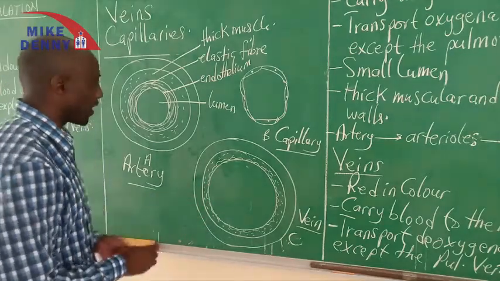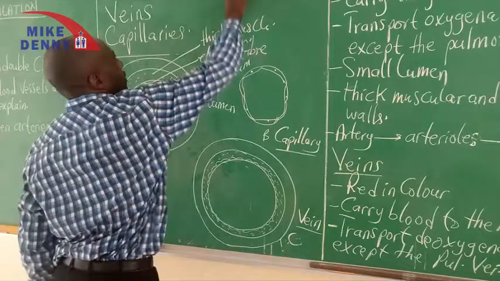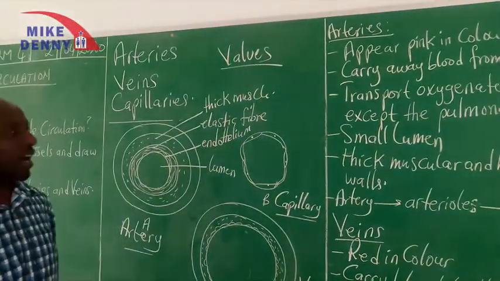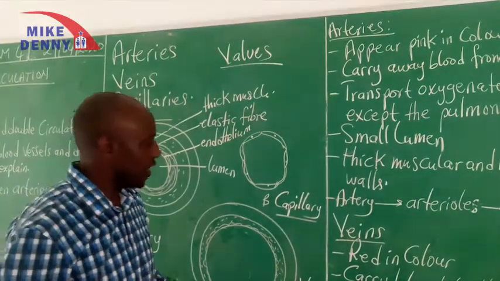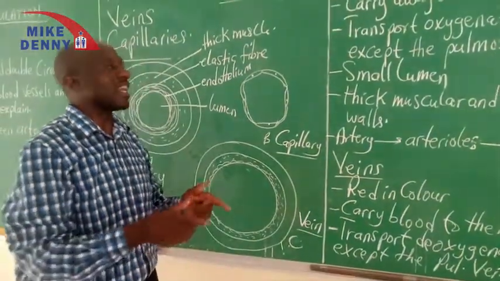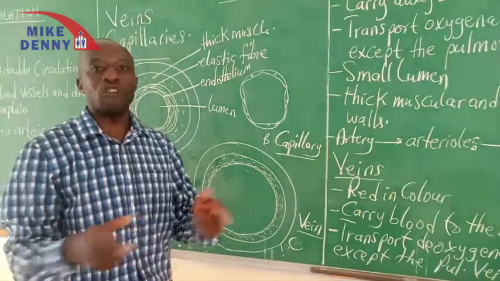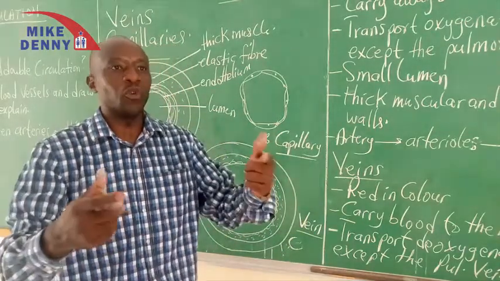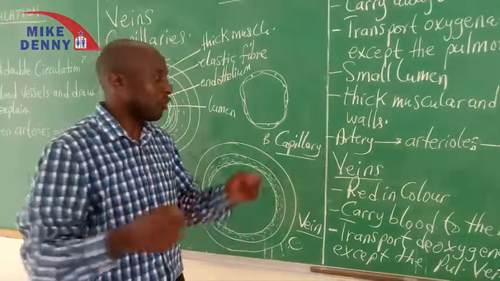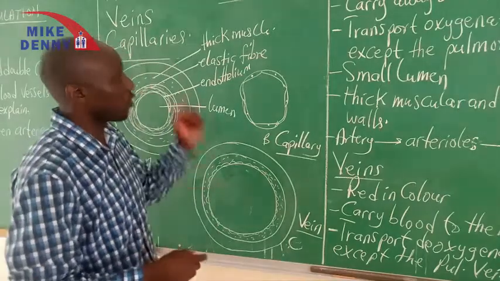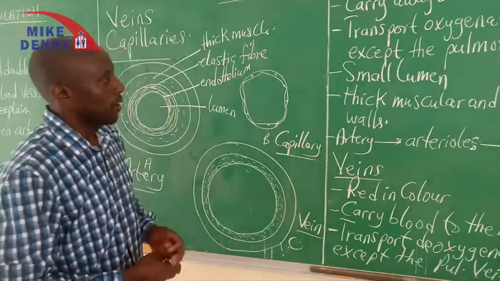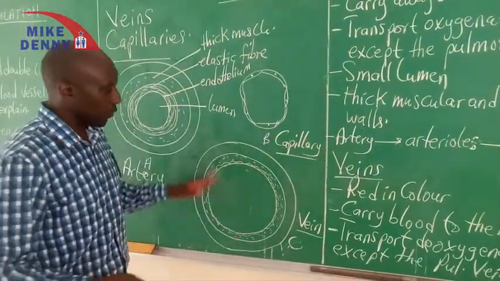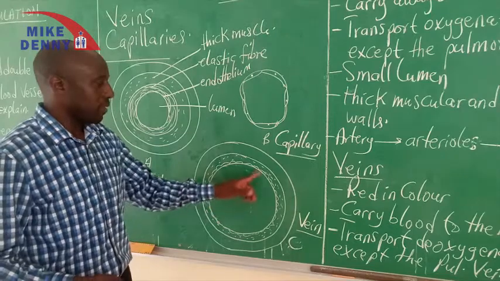It's due to the presence of valves. These valves always maintain a unidirectional flow of blood, a one-way flow of blood. So the flow of blood in veins is caused by valves. So veins have valves.